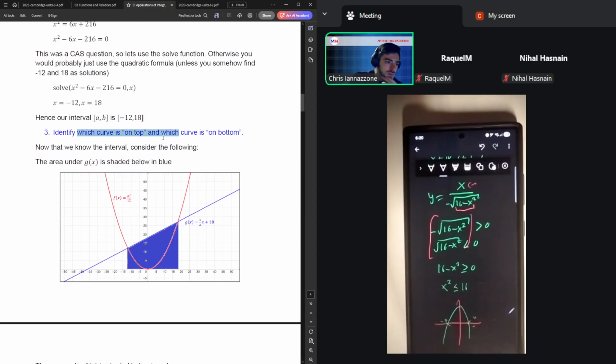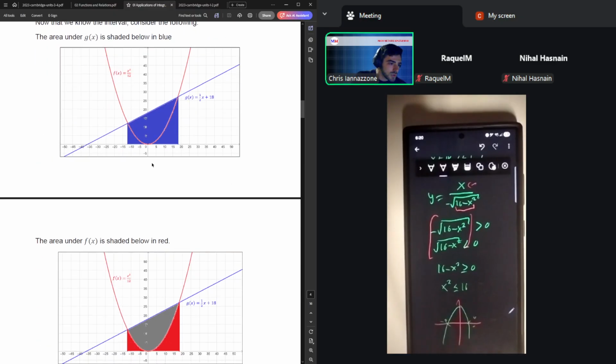From there, we need to figure out which function is on top and which is on bottom. This is a very easy endeavor. Look at what is physically on top of the other one. The blue line is above the red line for that entire duration. So the blue will be considered the top, the red will be considered the bottom.